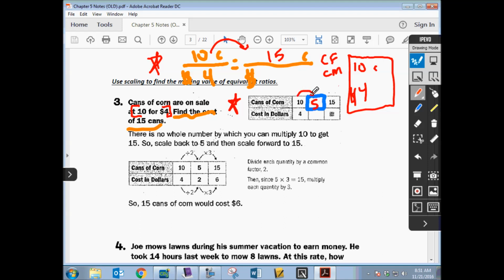What am I doing to go from 10 to 5? I'm dividing by 2. So we've got to do that to our number of dollars. Divide by 2. That's going to give us $2 for 5 cans. What are we doing to go from 5 to 15? Times 3. So what do we have to do to our dollars? Times 3. We end up getting $6 regardless. Do you guys all understand that?